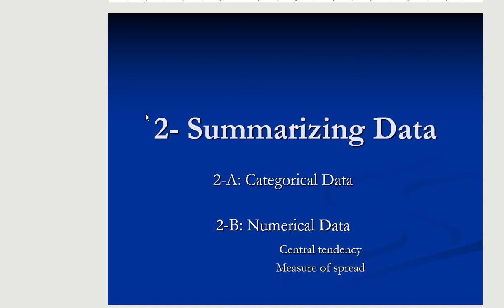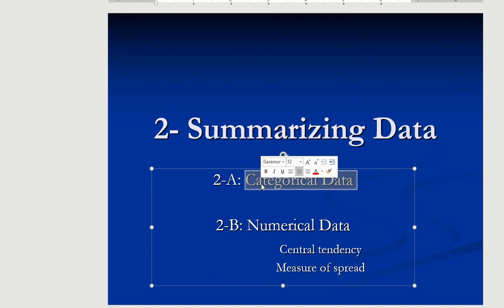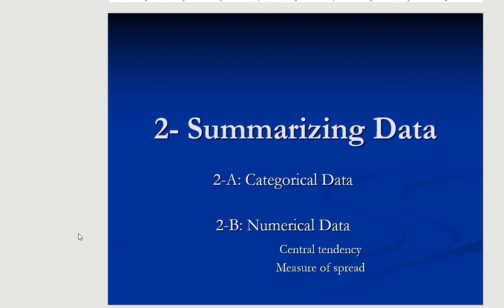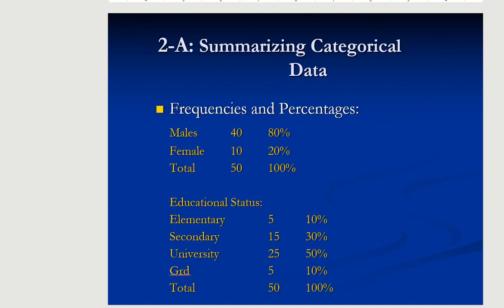The way we summarize data depends on the types of data. So there are ways where we summarize categorical data, and there are ways that we summarize numerical data. We're going to start with categorical data because that's the easier one, and then we're going to move into numerical data. For categorical data, simply summarizing the data is based on two things.